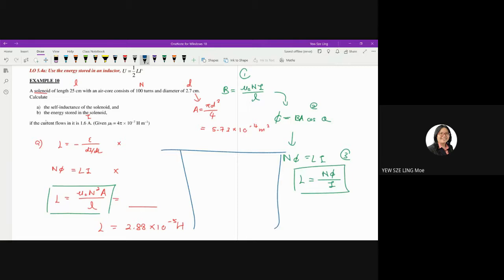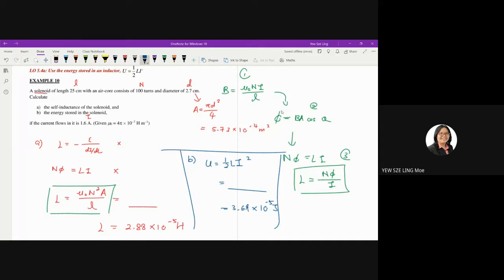Now let's look at question B. The energy stored. For energy stored, you have just one equation. Straight away, you can apply the equation U equals to 1 over 2 L I squared. Just one equation. So plug in the value and you should obtain 3.69 times 10 to the power of negative 5 joule. So that is the answer for example 10.